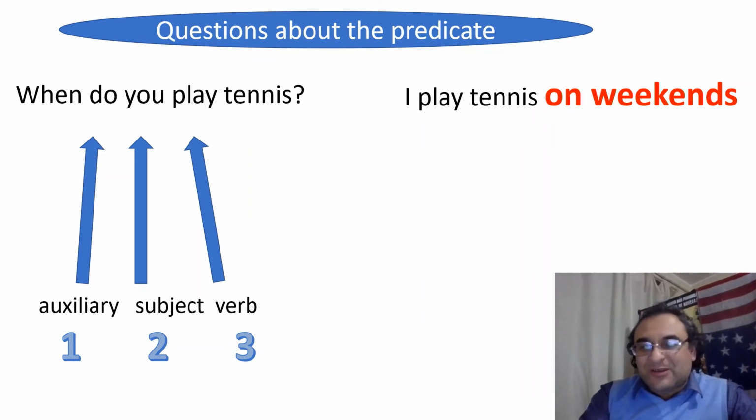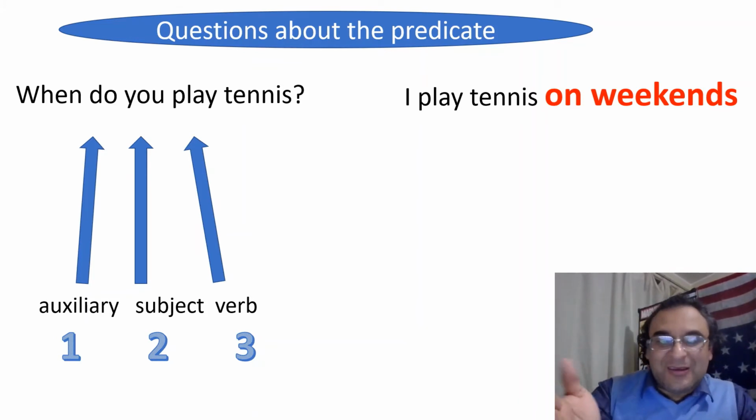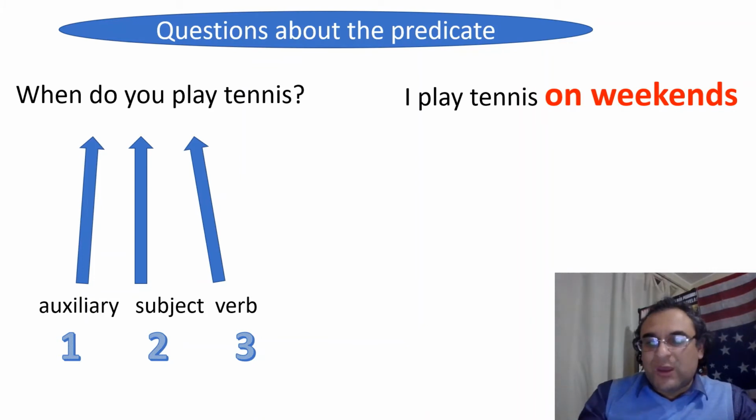What is the subject? The subject is you. What is the verb? Exactly. The verb is play. So the correct question is, when do you play tennis? On weekends. The answer is on weekends. Notice that the answer is in the predicate, not in the subject. So we need this 1, 2, 3.